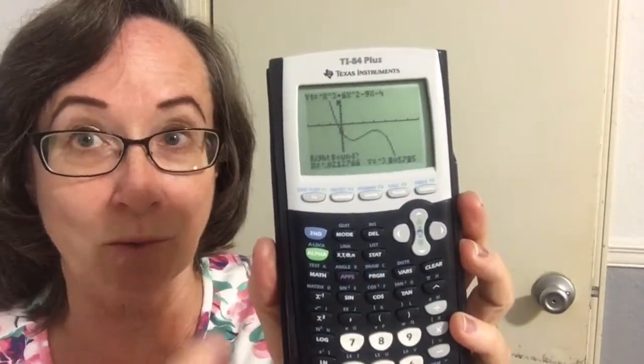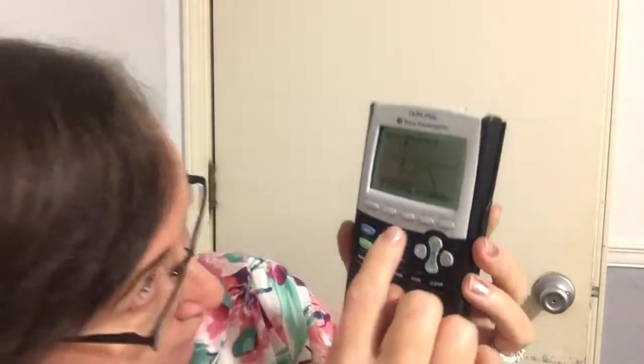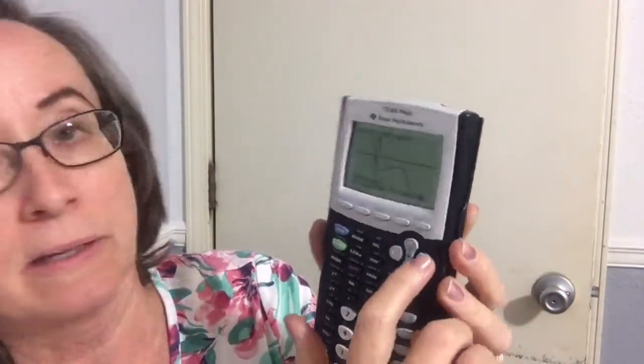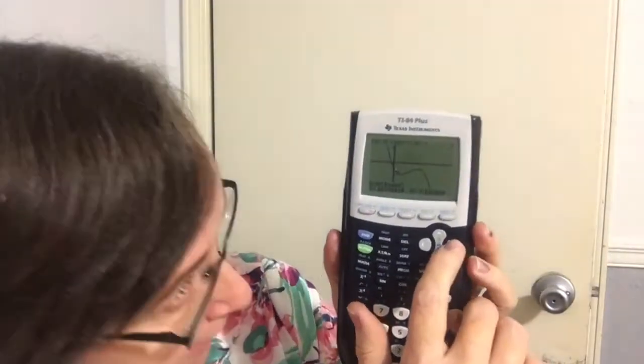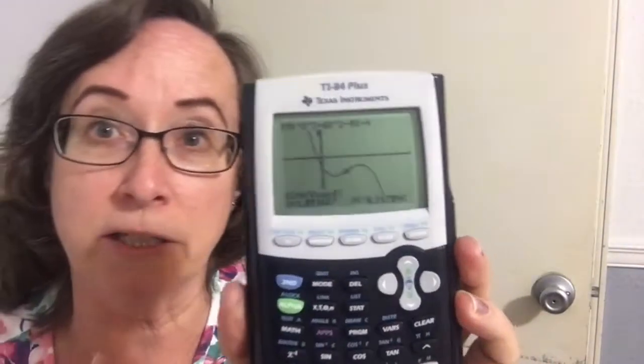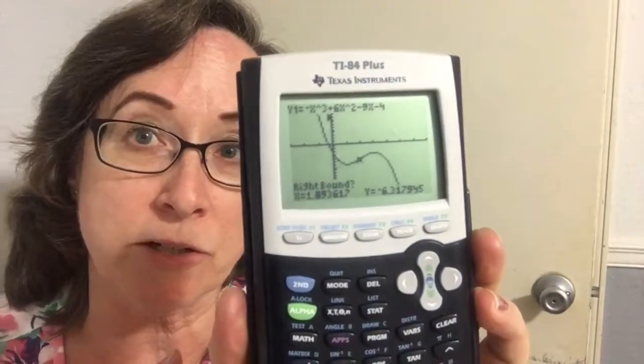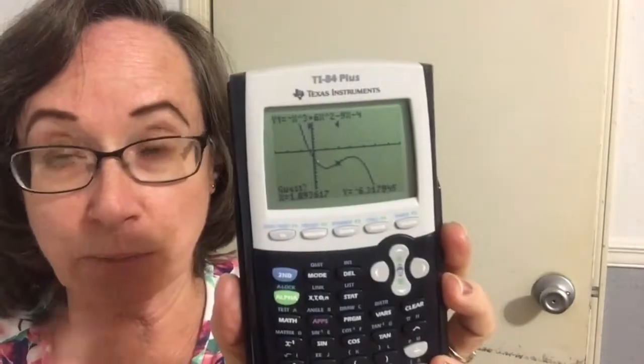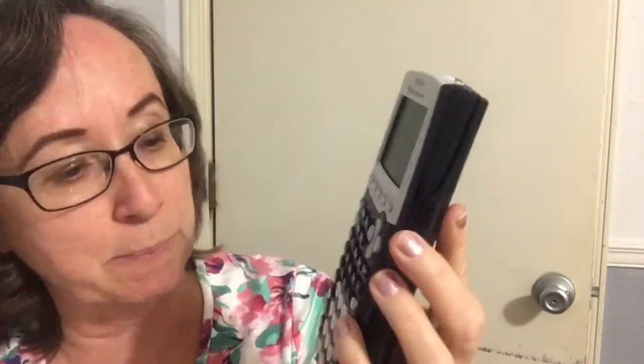And then it says right bound. So now I have to move my cursor to the right of the dip, okay, because I'm trying to find out what that is. And about there should do it. Okay, you can see where my cursor is now. And now I'm going to hit enter. And then it says, would you like me to guess? And I'm going to say, yes, please guess.